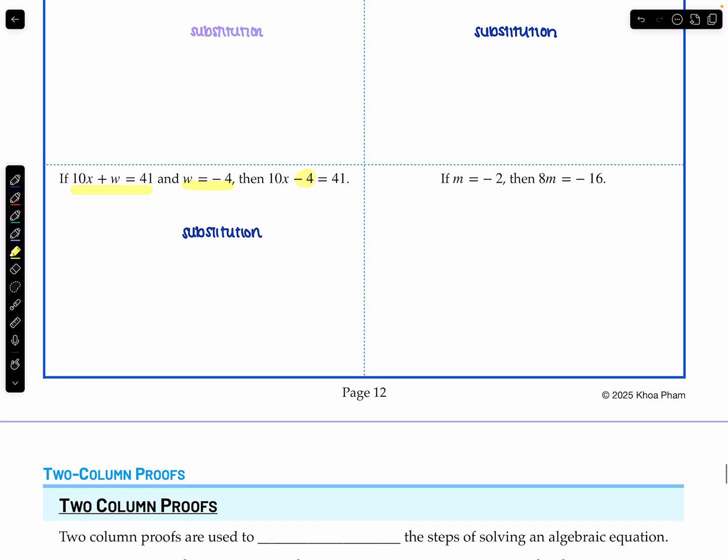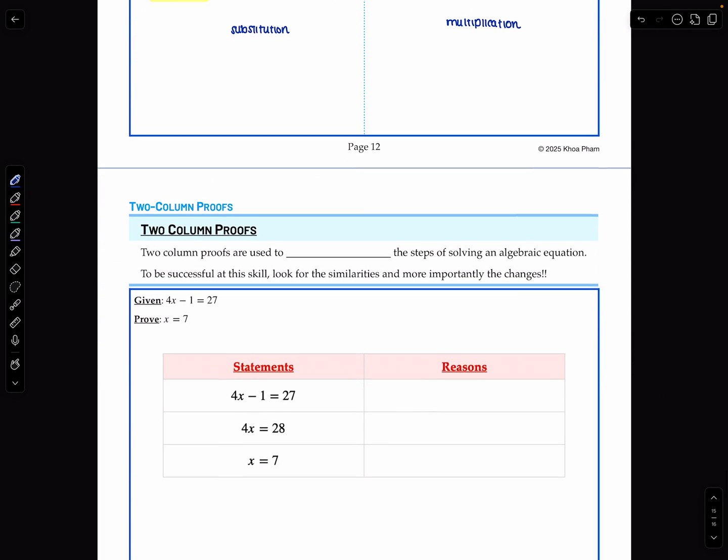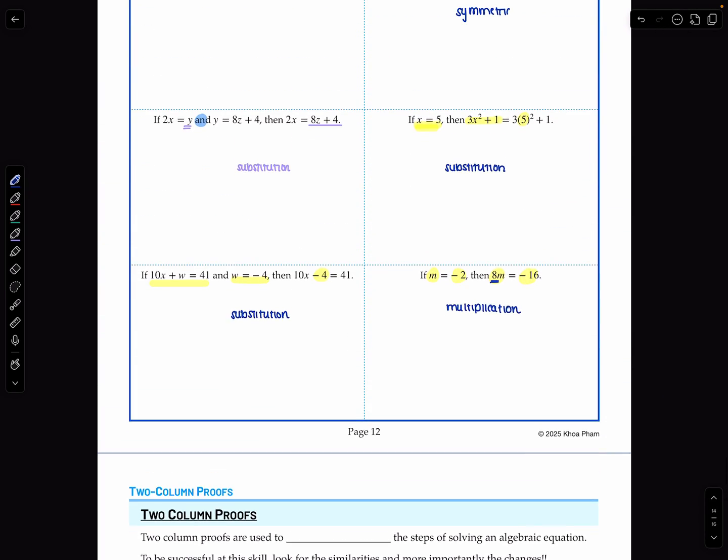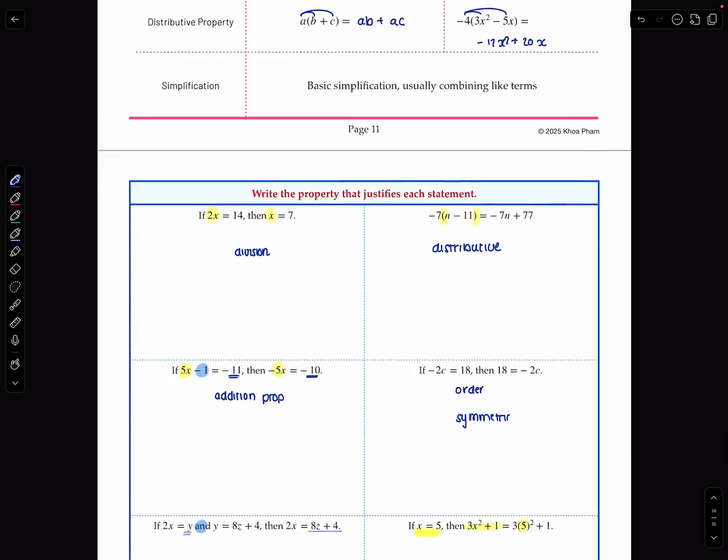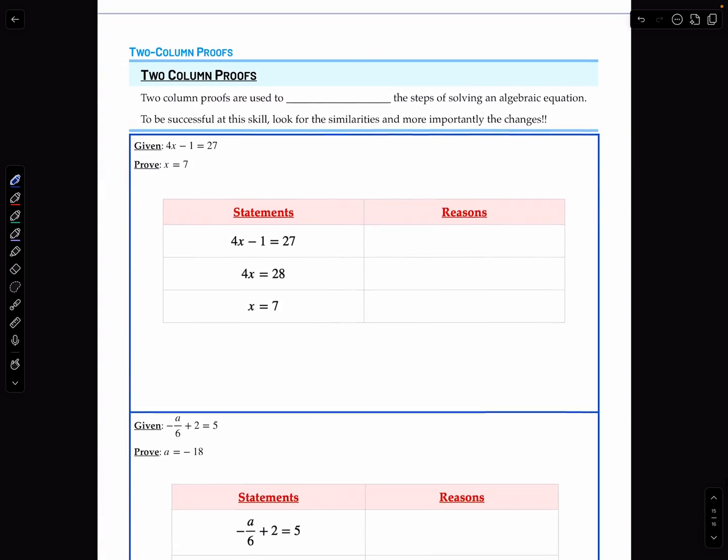Last but not least, I see an m and a negative 2. That becomes an 8m and a negative 16. Now we've gained an 8 here, and an 8 is before the variable, so this is a multiplication property. So what happens now is that we are going to use these properties here to justify steps in solving equations. So these are used to justify.